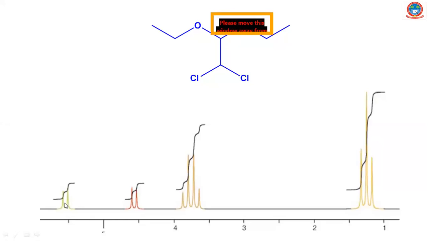So if you measure this J value and this J value, will they be the same or not? Yes, same, because they are neighbors to each other. Fine. So here we have discussed this concept.